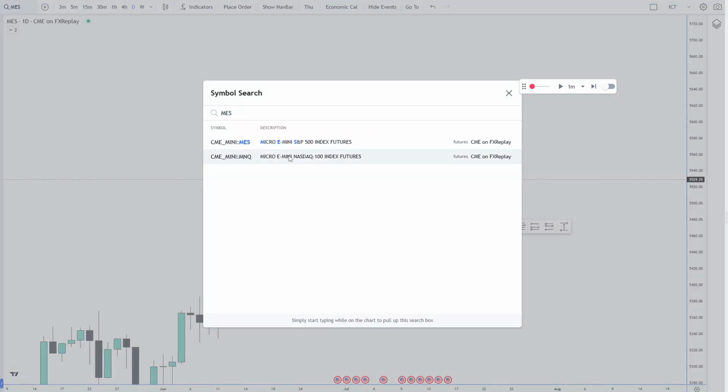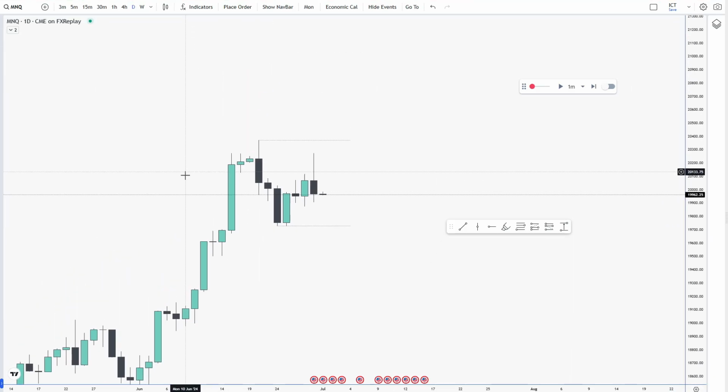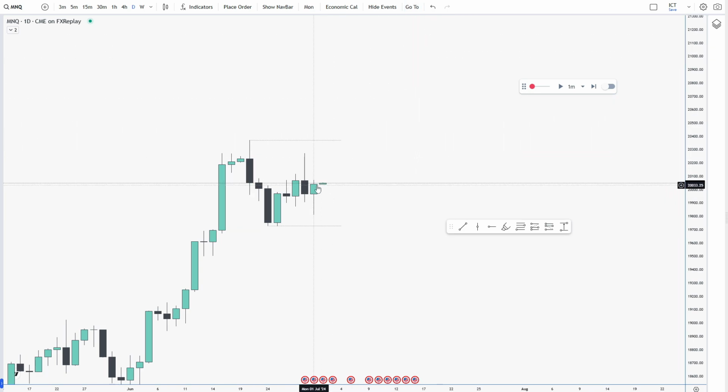Going back into the NQ. So starting with the Monday, we are inside the consolidation range, so I would avoid the Monday's price action. On Monday, we do have a candle 2 closure.